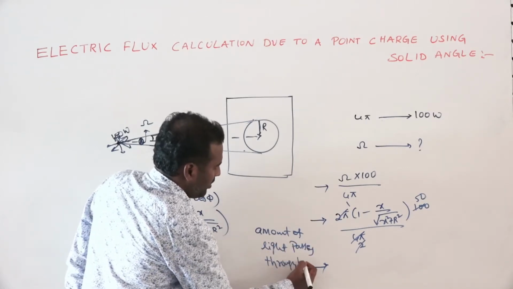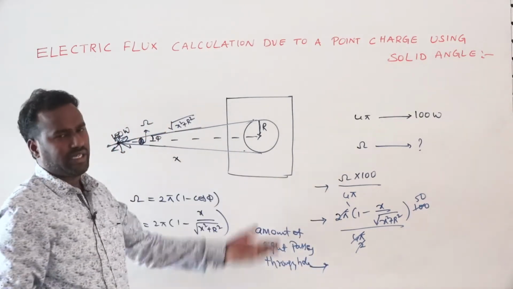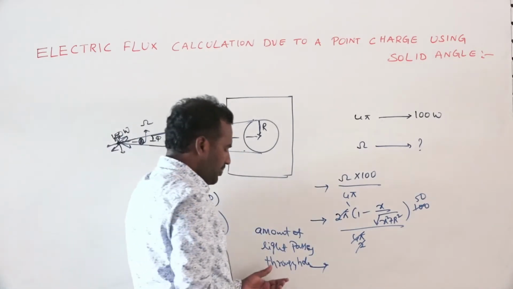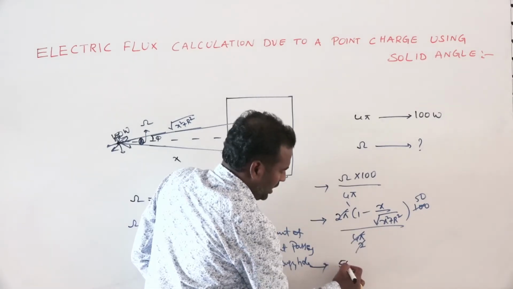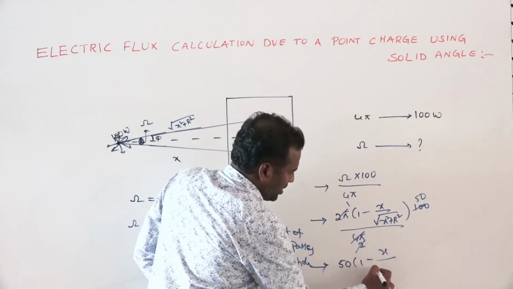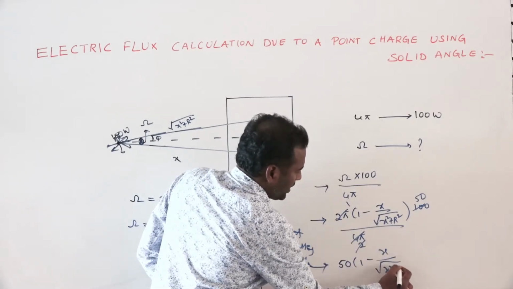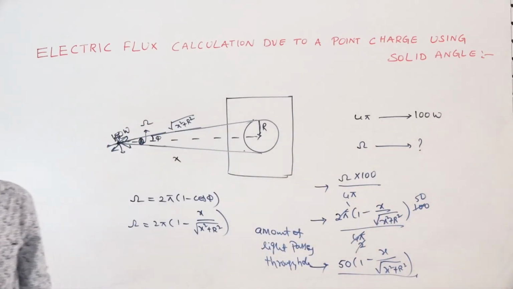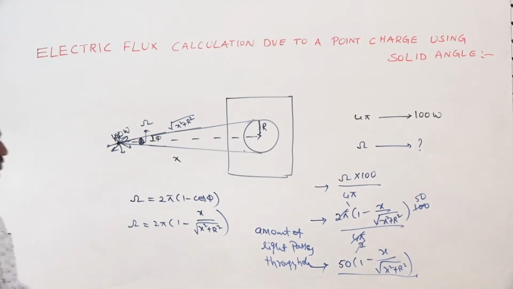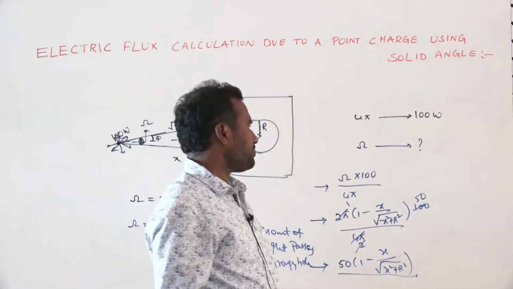It is nothing but a flux, we can say. The amount of light that passes through a hole is equal to 50 into (1 minus x upon root of x square plus r square). This much light passes through the hole, 50 times 1 minus x by root of r square plus x square. And one more example we will also consider.